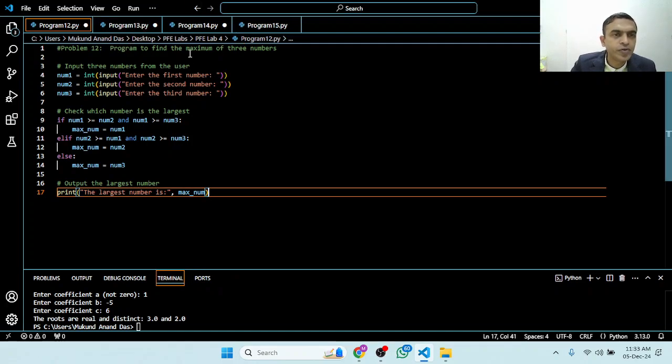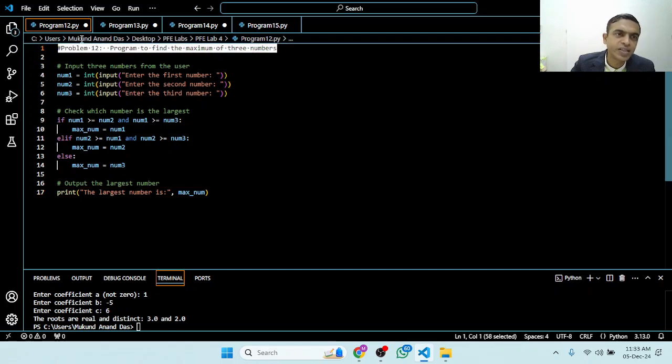This is problem 12, a program to find the maximum of 3 numbers. We take 3 inputs, number 1, number 2, number 3. This we have discussed, and the logic is simple. If number 1 is greater than both number 2 and number 3, then the maximum number is number 1. If number 2 is greater than number 1 and number 3, then the maximum number is number 2. Otherwise, the maximum number is number 3. This is a simpler problem because we have just 3 numbers and we are just finding the largest number. So let's look at the logic here.